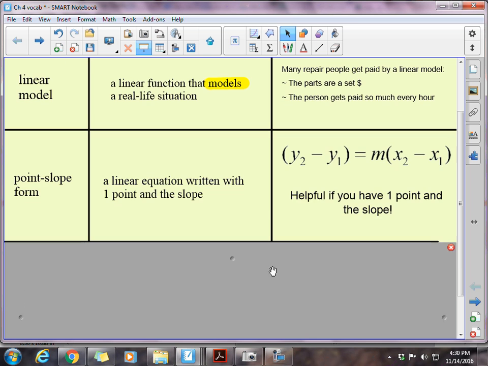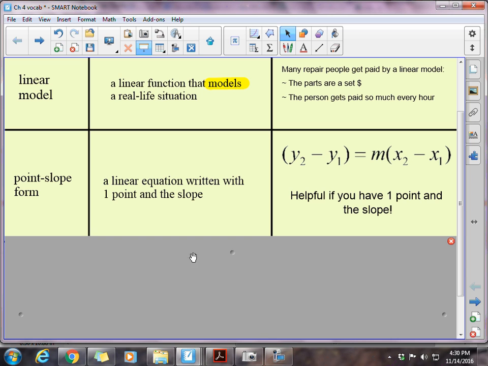Second word, point slope form. This is another form of a linear equation, and it's written when you know one point and the slope of a line. So it comes from the equation for slope, and it looks like this. If you have these 2 points on the line, and the slope, then you can plug these numbers in and write an equation for it.